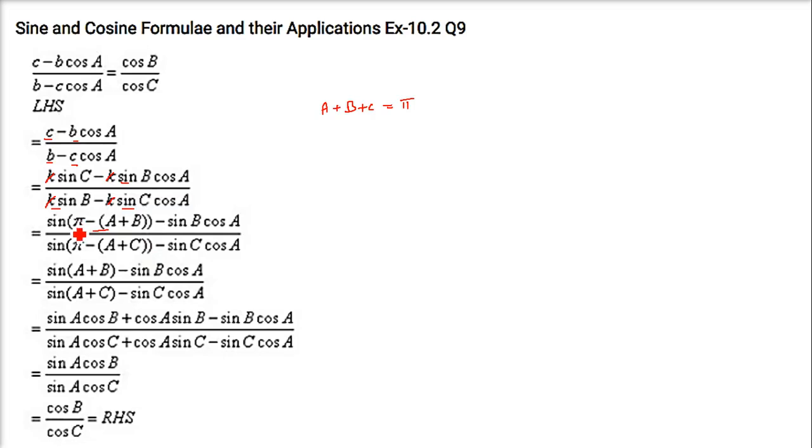Okay. Now this sine (pi minus (a plus b)), that is sine (180 minus theta), is sine theta. Again sine (pi minus theta) is sine theta. So we have this minus sine b cos a, and sine c cos a remain here. Now just use the formula of sine (a plus b), sine a cos b plus cos a sine b. Again sine (a plus c) is sine a cos c plus cos a sine c. These two get cancelled, these two get cancelled, and once this remains, sine a also gets cancelled, cos b by cos c, this is the right hand side.